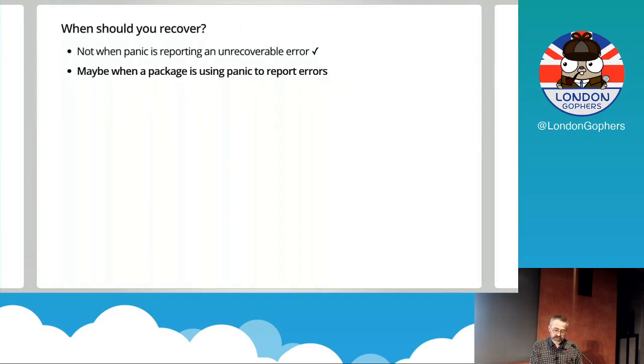So you might want to use recover if the package is using panic to report errors. If you're using a package that's using panic as an exception mechanism, then you need to recover. And we'll talk a little bit about how to recover safely. Also, you might disagree with the package author's assessment of the recoverableness. It might be that you're trying to set something up, but if it's not available, you can work around it. So you might be prepared to recover then, though typically you should have set it up correctly.